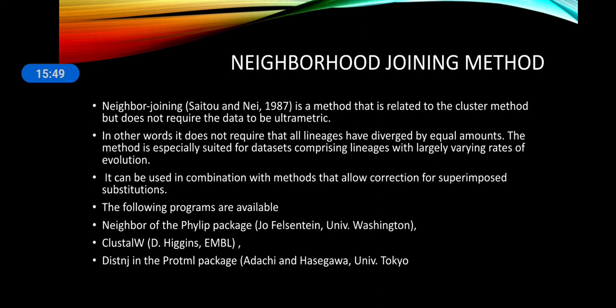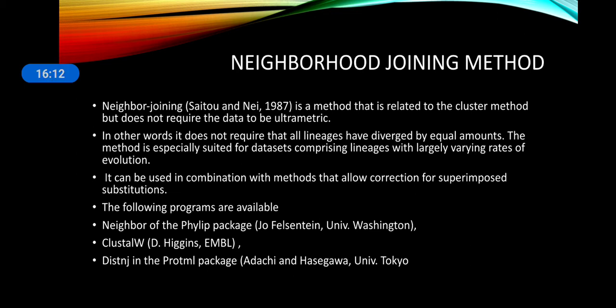Now we will discuss the neighbor joining method. This neighbor joining method was introduced by Saitou and Nei, and it is a method related to the cluster method, but does not require the data to be ultrametric. In the case of UPGMA, you need the data to be ultrametric. Here you don't need the data to be ultrametric.